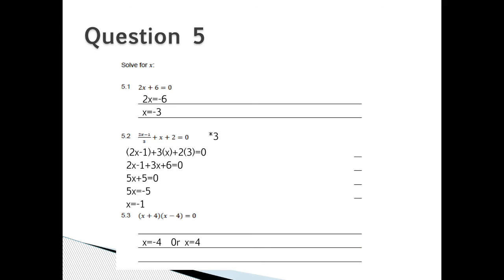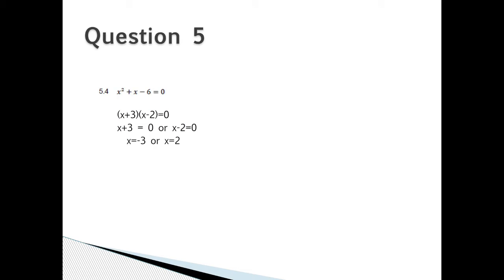In question 5.3, (x plus 4) times (x minus 4) is equal to 0. x is equal to negative 4, or x is equal to 4. Question 5.4, x squared plus x minus 6 is equal to 0. You first find the factors. This would be (x plus 3)(x minus 2), which is equal to 0. So x plus 3 is equal to 0, or x minus 2 is equal to 0.